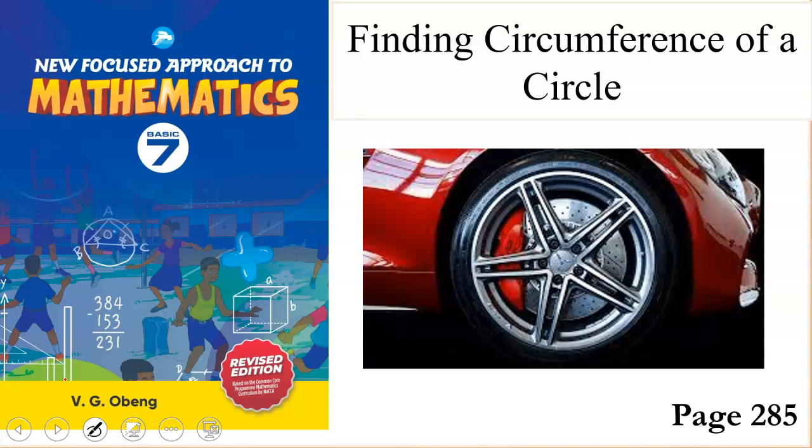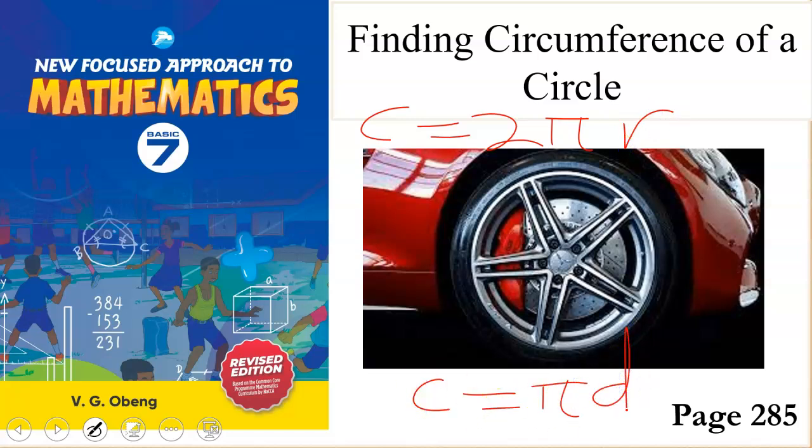So, to find the circumference of a circle, remember our previous lesson, we discovered the concept of pi. And we use that to discover the formula for finding the circumference of a circle as 2 pi r, or we say C is equal to pi d. Remember we said that pi is a constant value here.